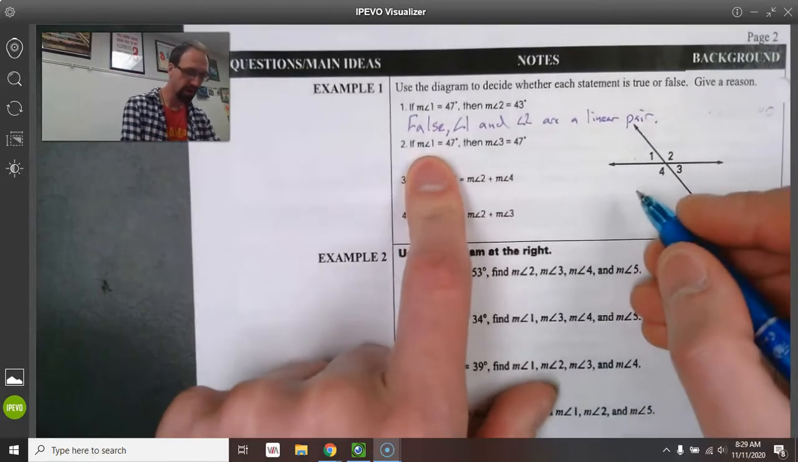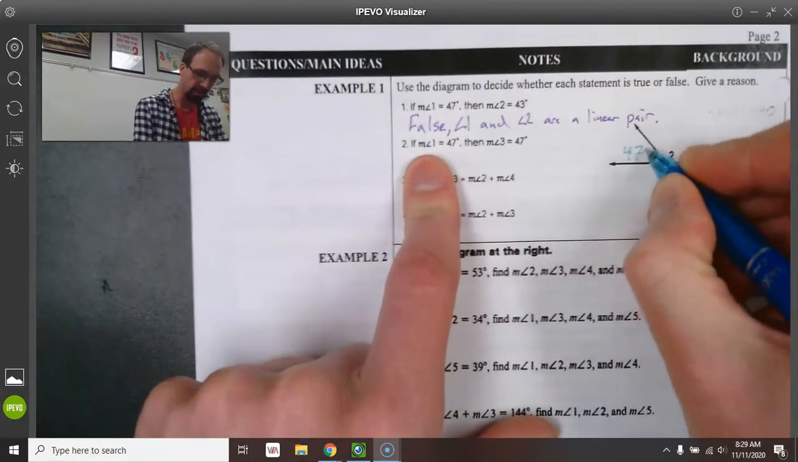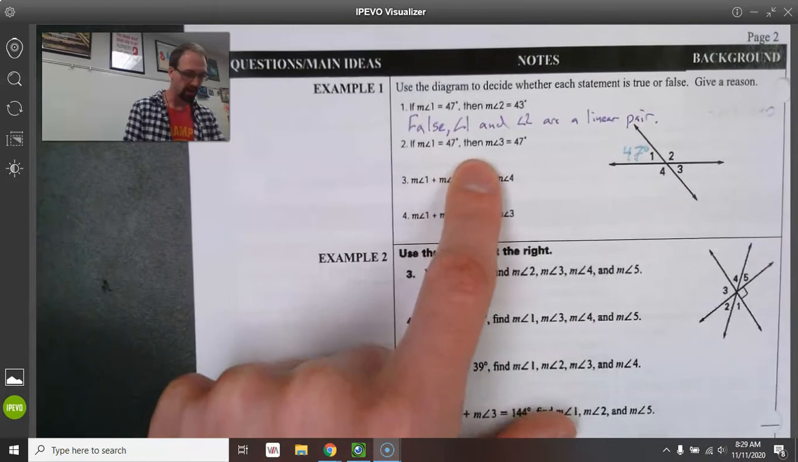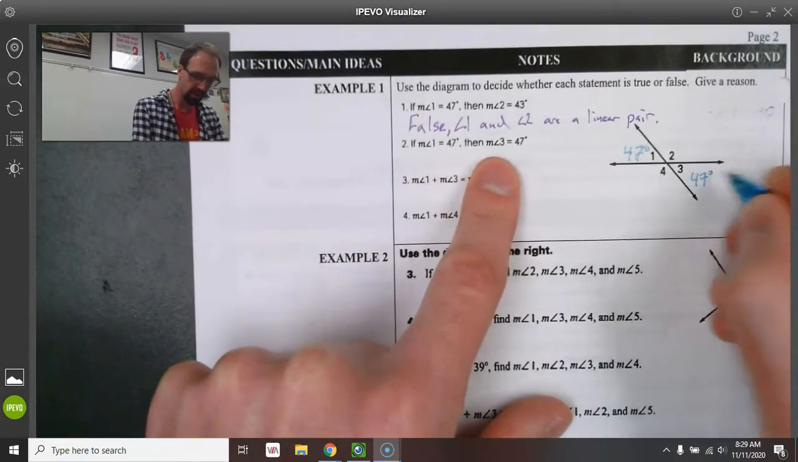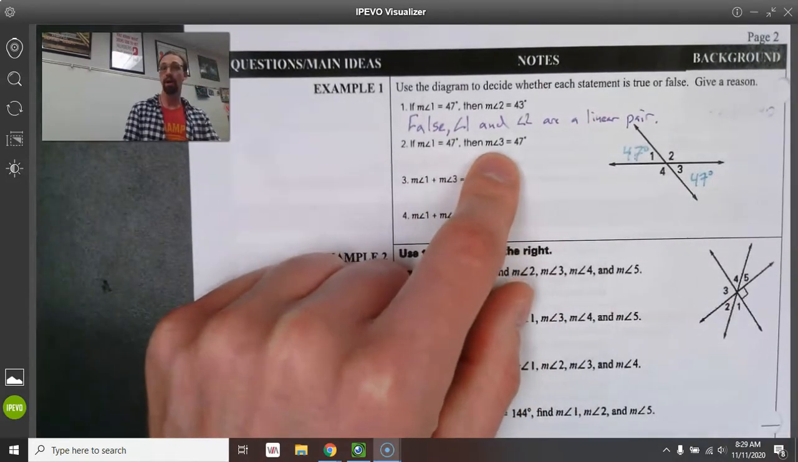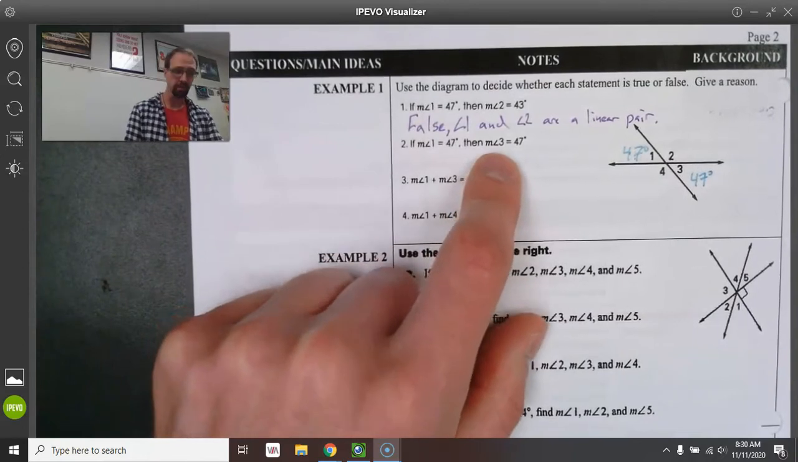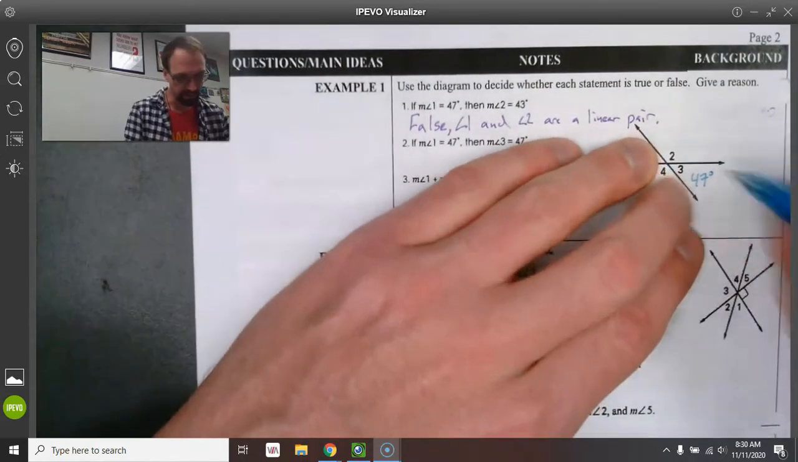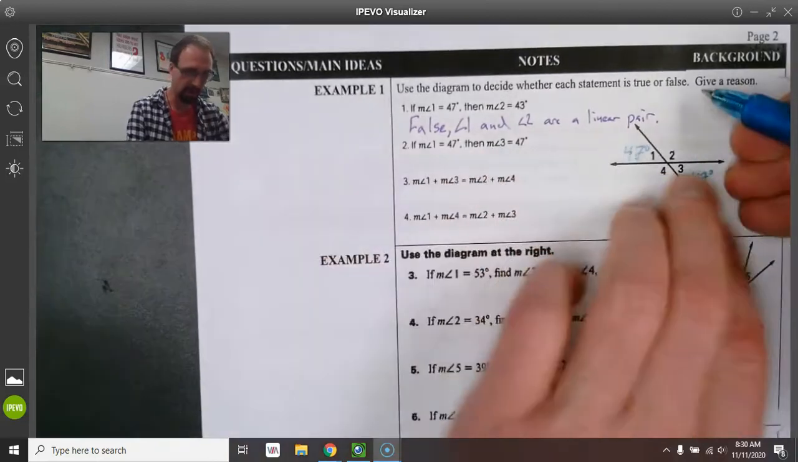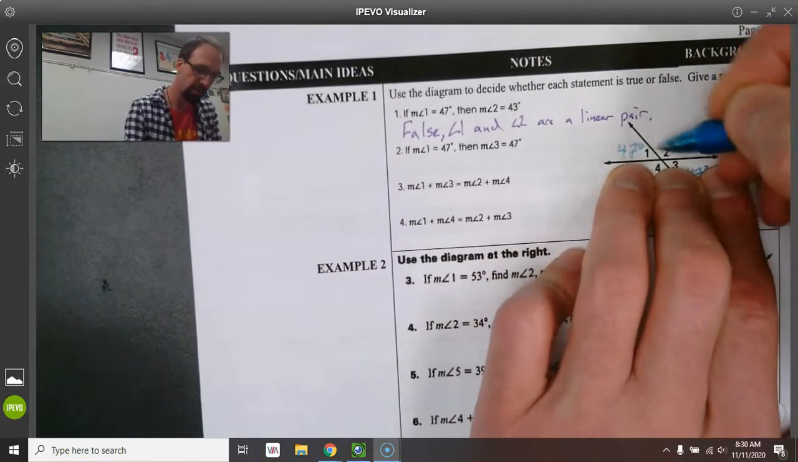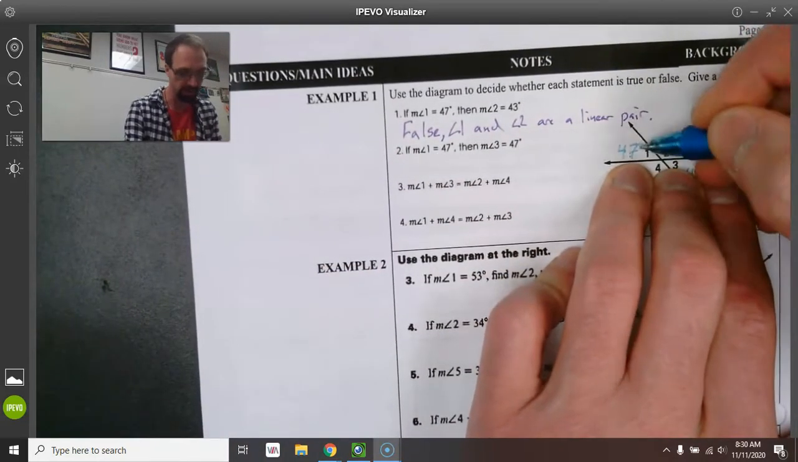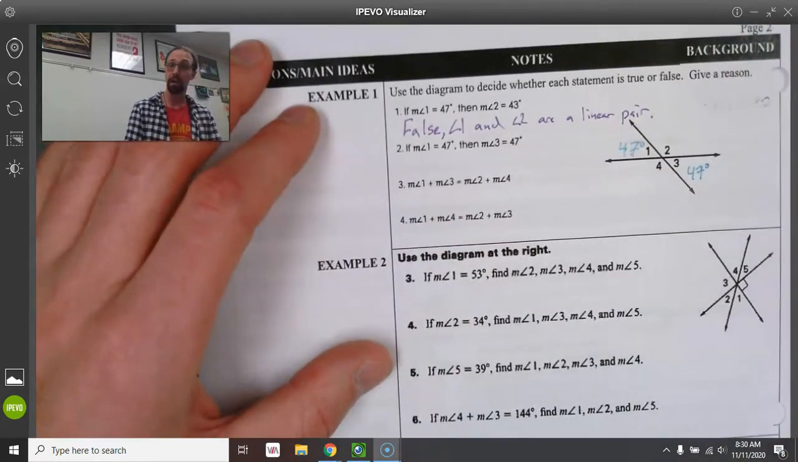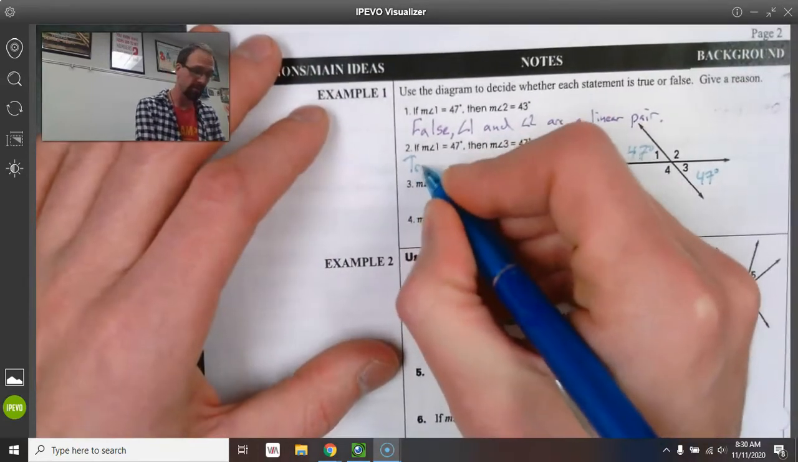So this says the measure of angle 1 is 47 degrees, and then the measure of angle 3 is 47 degrees. Well, I know angle 1 and angle 3 are vertical angles. I know that because I can see that angle 1 and angle 3 are opposite from each other. As I draw my line, I can see angle 1 and angle 3 are opposite from one another. Vertical angles are congruent, so true.